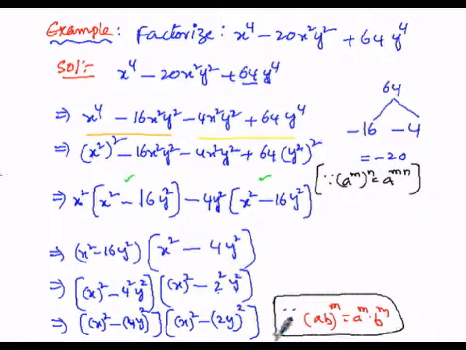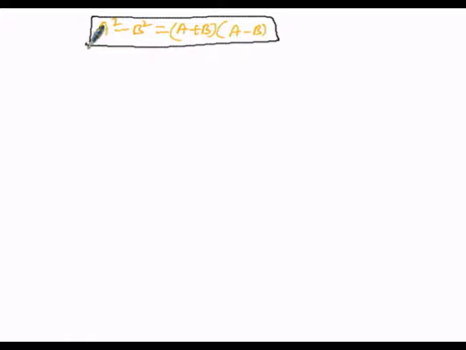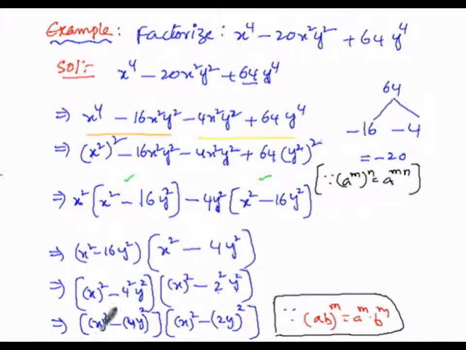Now these two brackets are in the form of a square minus b square. Here also the second bracket is in the similar manner, a square minus b square. So I am going to apply that identity, that is, we know that a square minus b square can be written as a plus b into a minus b. So by applying this identity to the previous logical step, that is, (x square minus 4y whole square) into (x square minus 2y whole square).